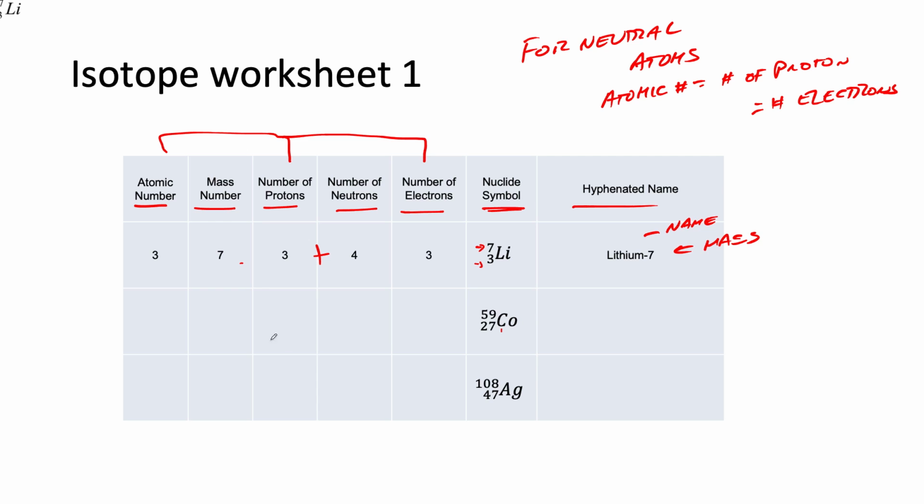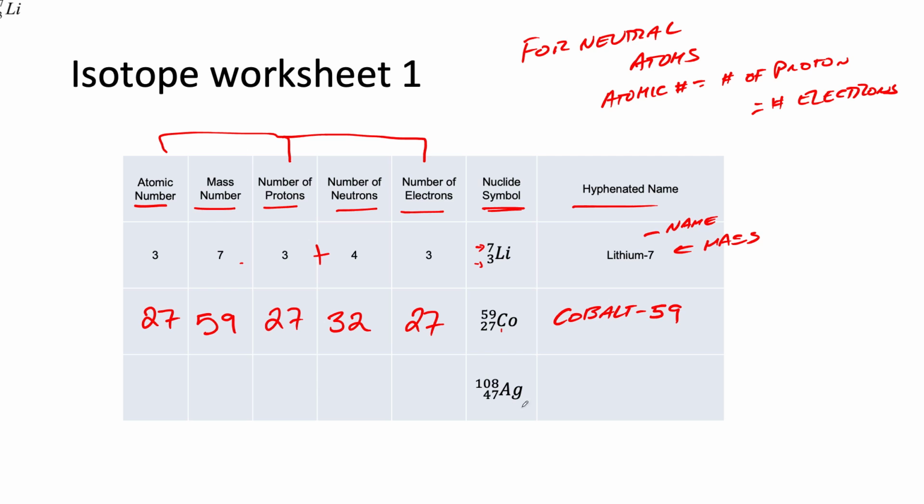Let's look at this example. This is called Cobalt 59. The atomic number is 27. Therefore, the number of protons is 27, and the number of electrons is 27. We have a mass number of 59. And that means 59 minus 27 gives me 32, and that's the number of neutrons. So if I add these two together, it should give me 59. This is how it works.